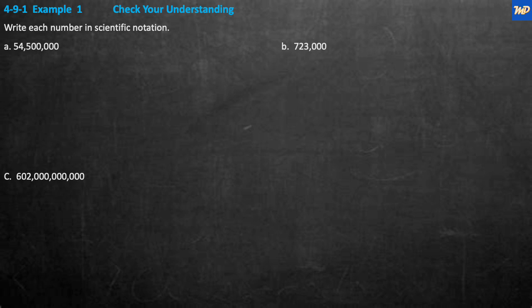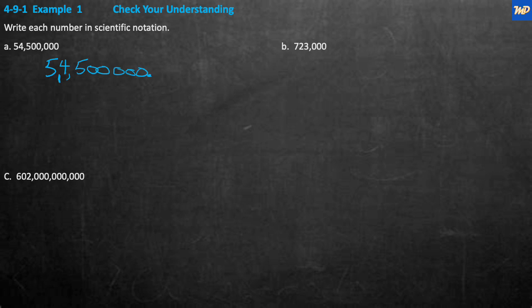So now they want us to check our understanding. They'd like us to write these numbers in scientific notation. Well, the first one here, 54,500,000. And the decimal point is right there. So in order to get to this, we have to go all the way over to below the 5 and above the 4, because that's the last digit, greater than or equal to 1 but less than 10.